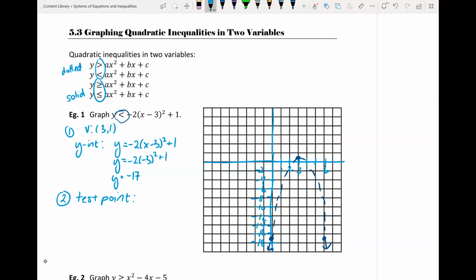We're going to pick a point that is on the outside of our line, or the inside of our line, but it can't be on our line. So I'm just going to pick 0, 0, because that is on the outside of the parabola. And I'm going to put it into our inequality to see if it's true or not. So if it's true, we're going to shade that region. If it's not true, we're not going to shade in the region where 0, 0 is. So I'm going to plug in 0, 0 for my x and y. And then I'm going to go ahead and simplify this.